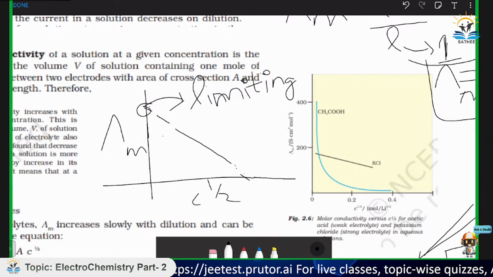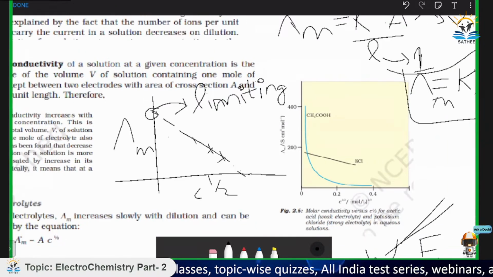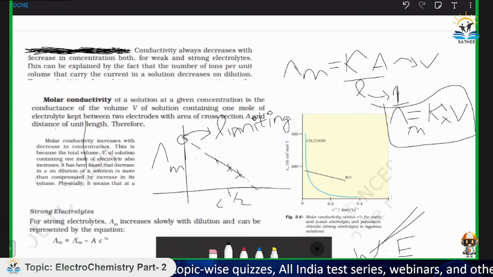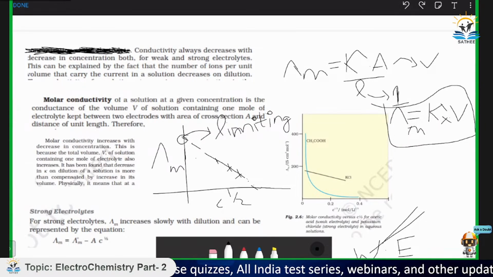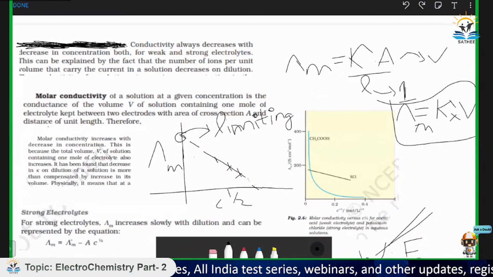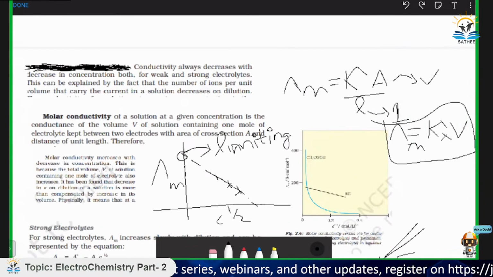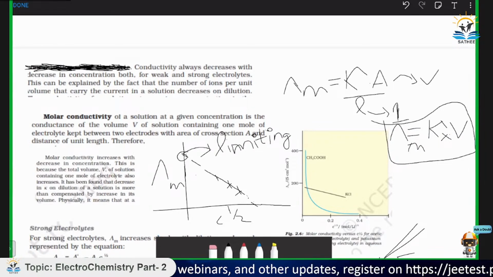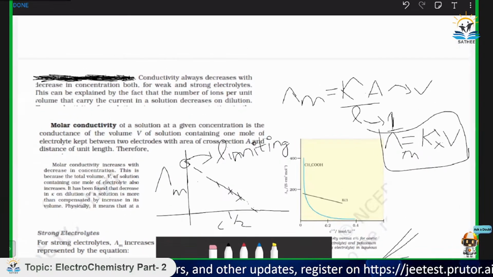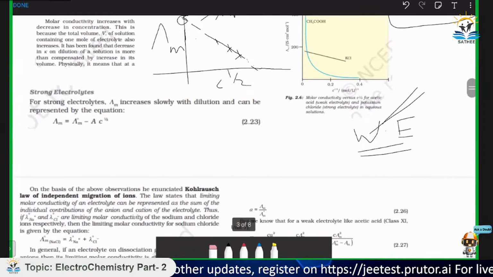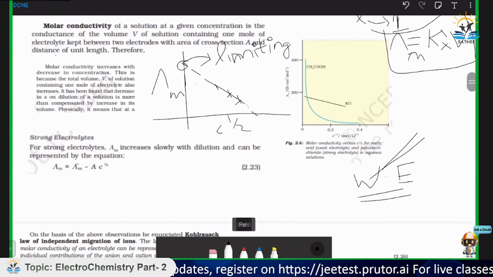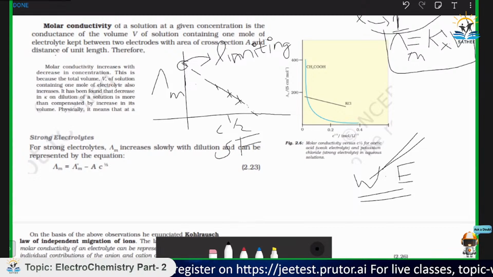They didn't measure the graph there. In the middle points they measured it and it turned out to be a straight line. So for strong electrolytes it is a straight line. This is for strong electrolytes.